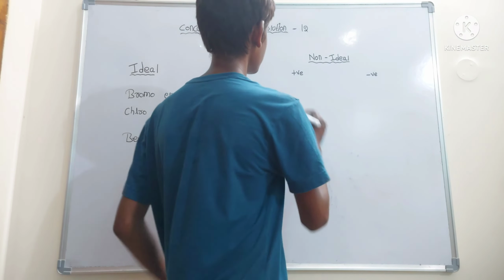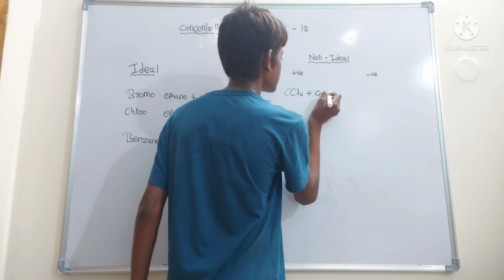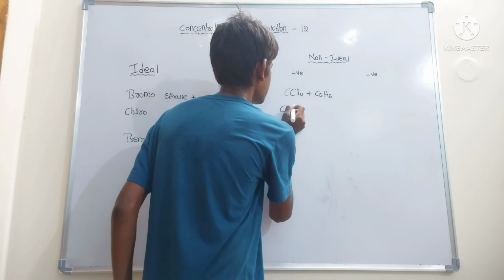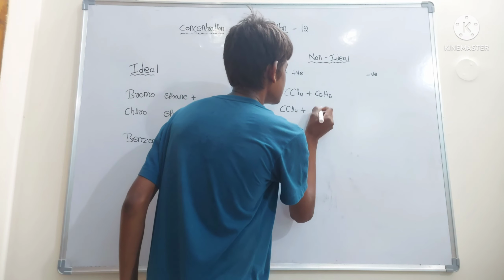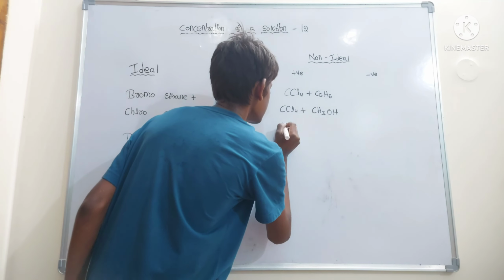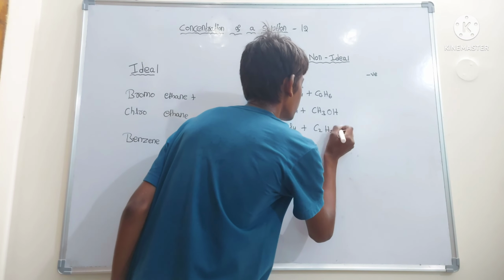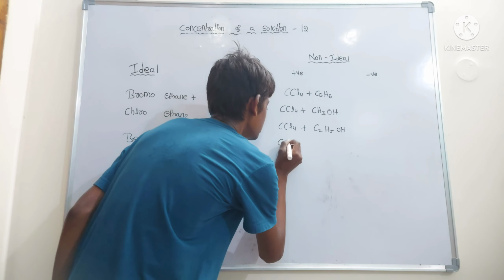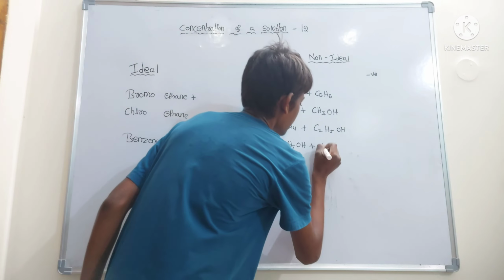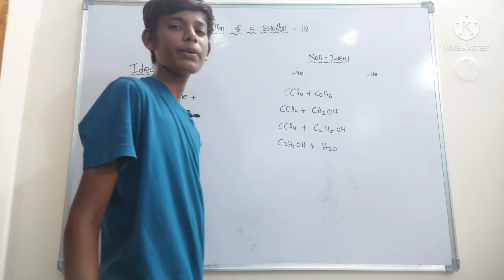The examples of positive deviation are CCl4 plus C6H6, carbon tetrachloride plus benzene, CCl4 plus CH3OH methanol, CCl4 plus C2H5OH ethanol, and C2H5OH plus water. These examples you can remember directly.